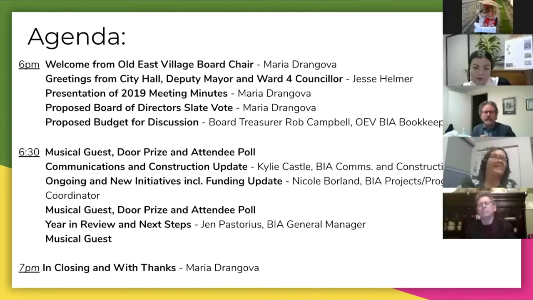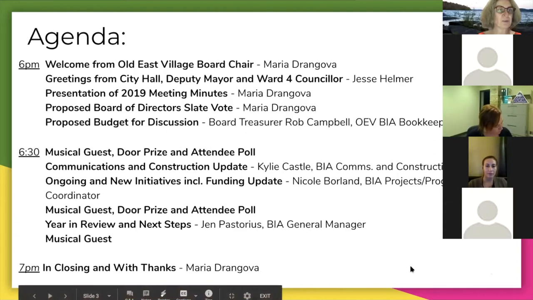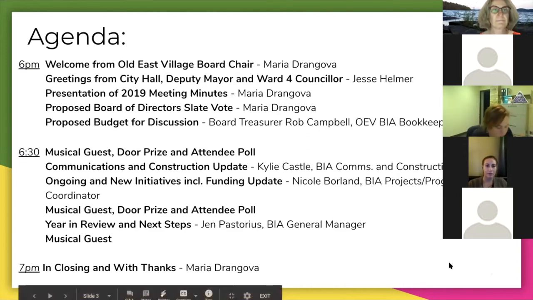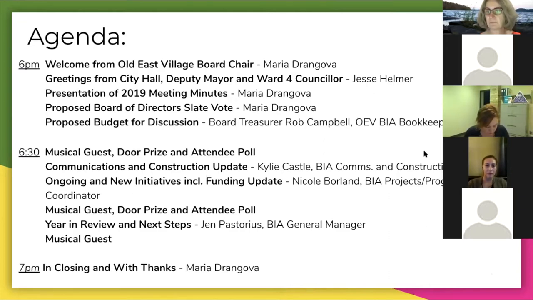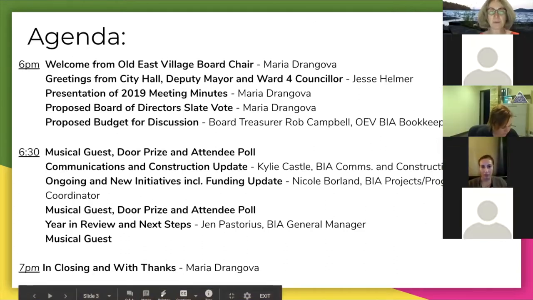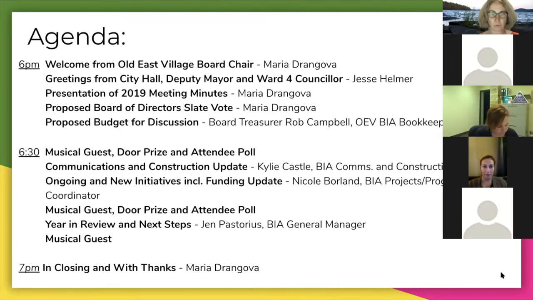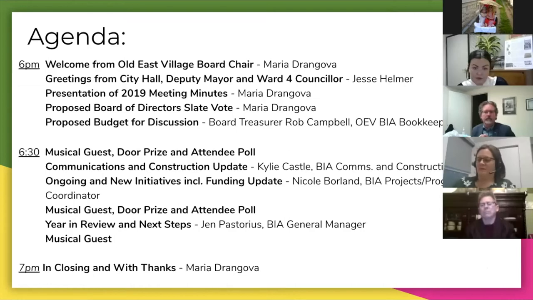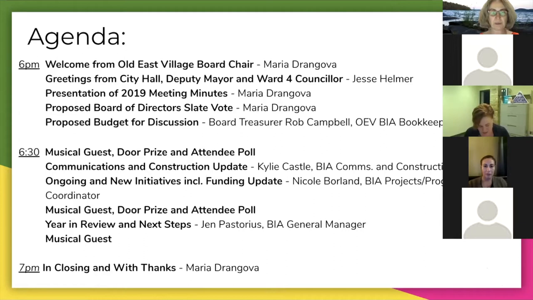So the first order of business, if we put up the agenda, is that we would like to approve the agenda. Can someone move and second the approval of the agenda, please? We have Grant Malman, and Chris Stroud. I should remind everyone that only business owners and property owners can vote and can make motions. If you're just an Old East Village BIA supporter, we thank you for participating in the meeting. But if you'd like to vote, you have to be a business owner or a property owner within the BIA.